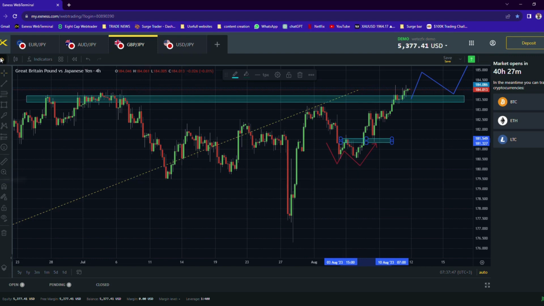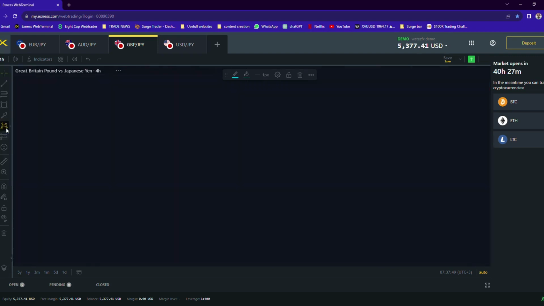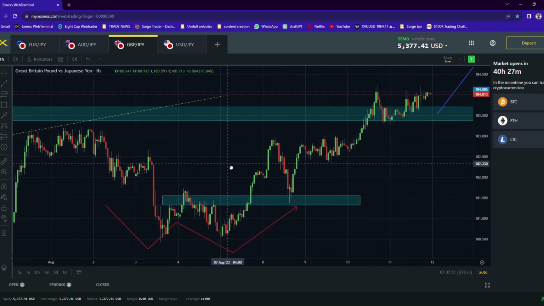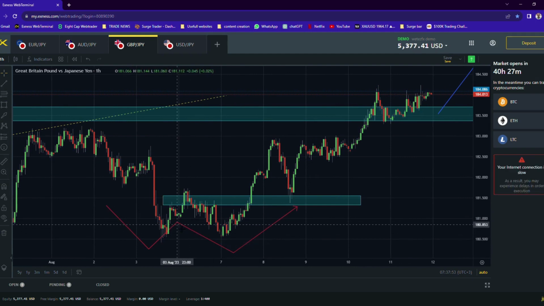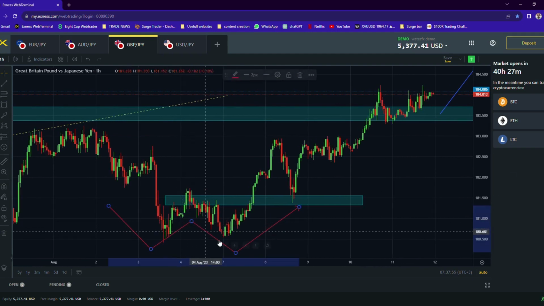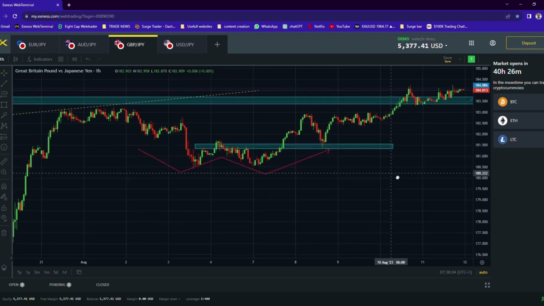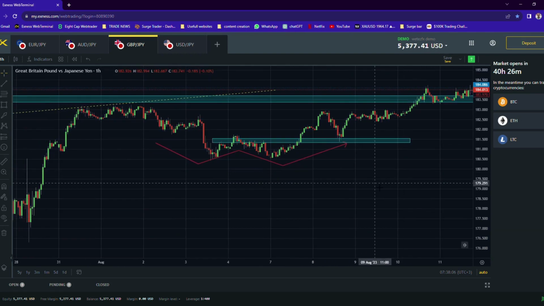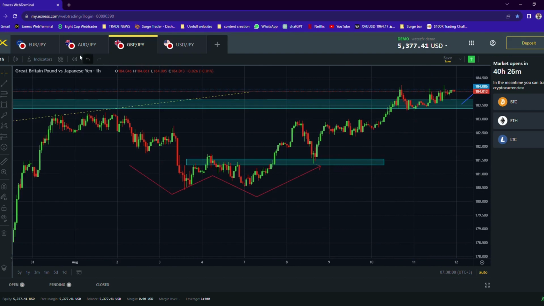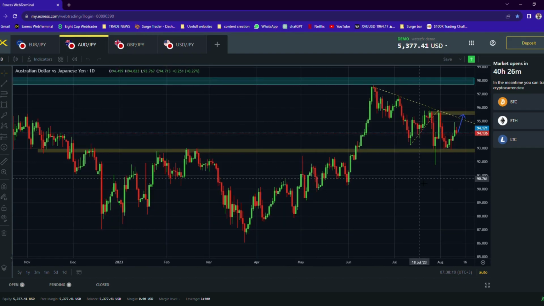So let's go to AUD JPY and see how the market looks. This was the 1 hour chart on GBP JPY before we start AUD. Clear entry, move to the upside. It was a very good setup. So let's see AUD JPY.